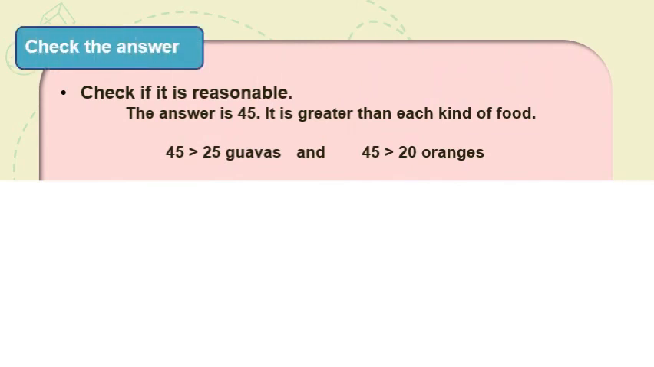Step number 4. Check the answer. First, check if it is reasonable. So our answer is 45, right? It is greater than each kind of fruit. Always remember that when we use addition, the answer or the sum will always be bigger than the addends. So here we have 45 is greater than 25 guavas, and 45 is greater than 20 oranges. So that's correct.